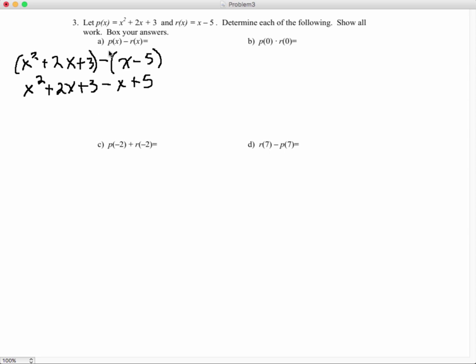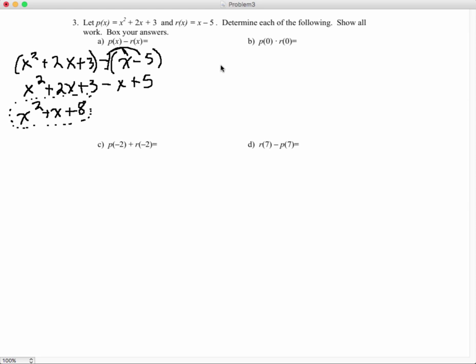In other words, you can think about this as being a negative 1 right here that you distributed over r of x. Okay, so let's go up and collect up like terms here, and we're going to get what? x squared plus 2x minus an x gets me a plus x, plus 3 plus 5 is going to give me an 8. Okay, so they asked us to box our answers, so we'll go ahead and do that. I'll put this little dash box around here just to make sure I did what they asked me to.